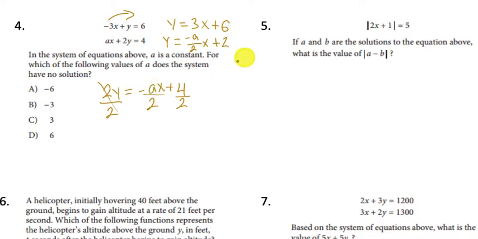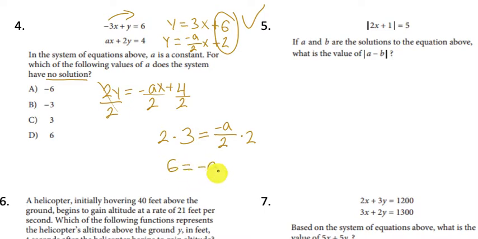Remember, a system has no solution when the slopes are equal and the y-intercepts are different. We already have that the y-intercepts are different. All we need is for the slopes to be the same. We're going to set the slope of the first equation equal to the slope of the second equation. And then to get a by itself, first we're going to multiply 2 on each side. And we'll get 6 equals negative a. To get a by itself, we're going to divide each side by negative 1. And we'll get that a equals negative 6.